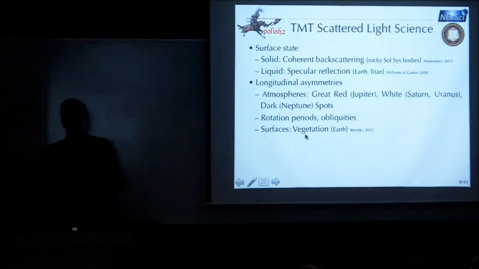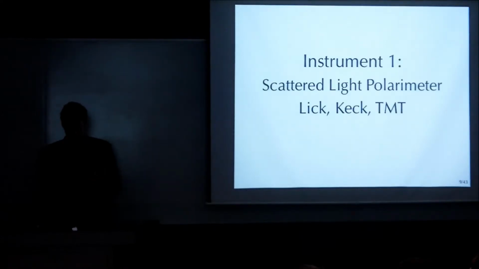And finally, there's some evidence that we'll be able to see chlorophyll if we use the right kinds of instruments on the right kinds of telescopes a few decades from now. So the instrument that I've developed is a scattered light polarimeter at the Lick Observatory 3-meter telescope.